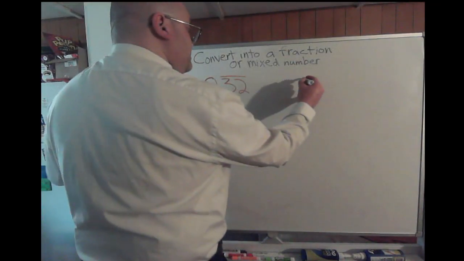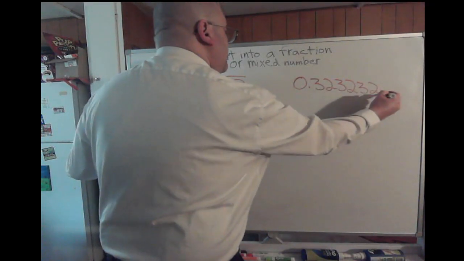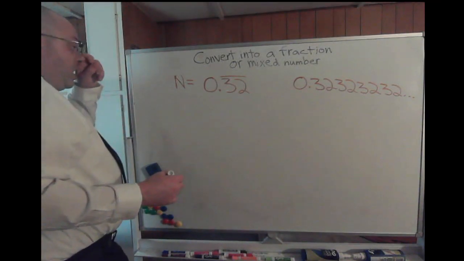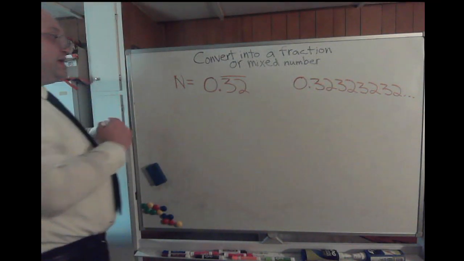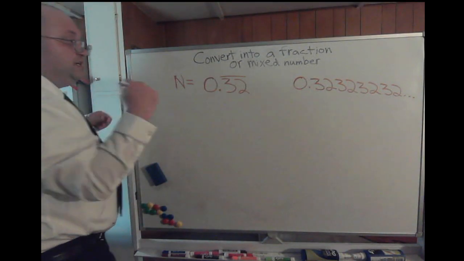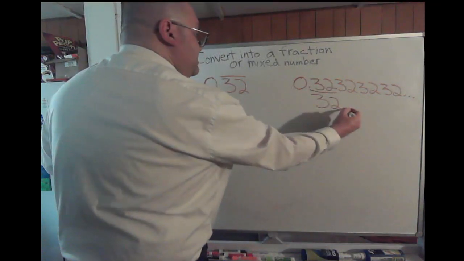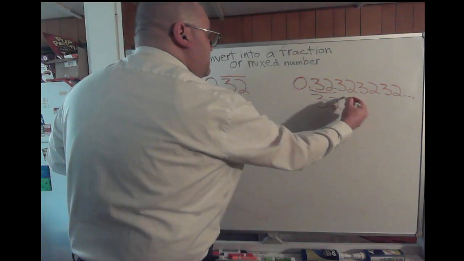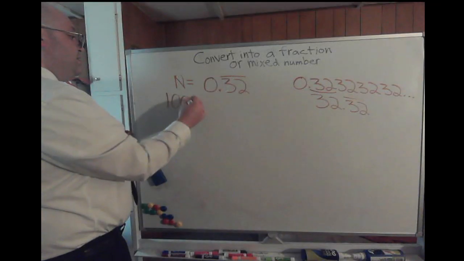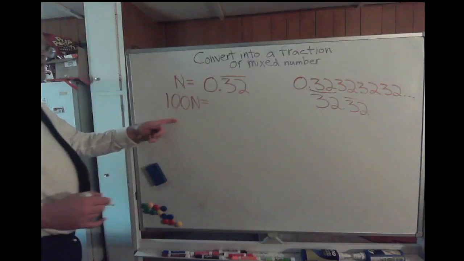So 0.32 repeating is the same as 0.32, 32, 32, 32, and it just keeps going and going. Well, we want to be able to get rid of that bar, don't we? But we have 2 digits that repeat. So we need to at least move the decimal place over 2 to the right to get 32.32 repeating. To move it 2 to the right, you got to multiply by 100.